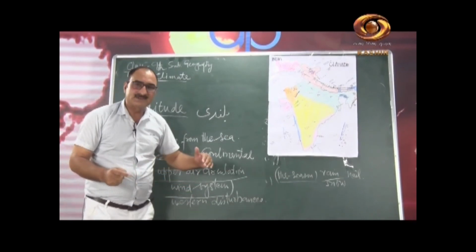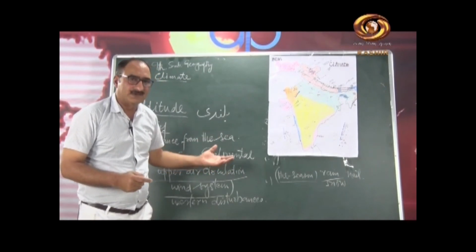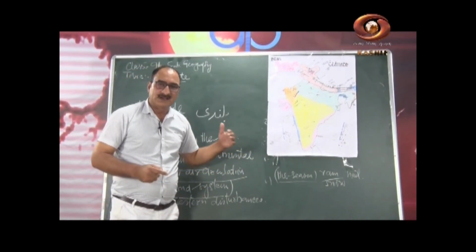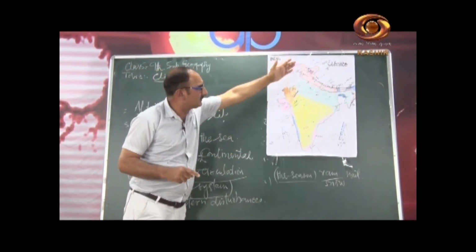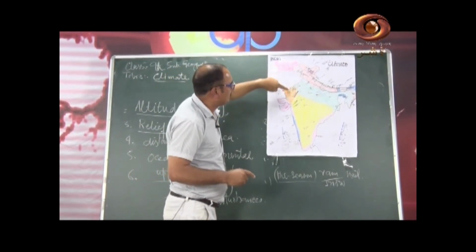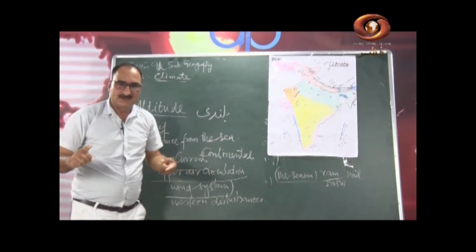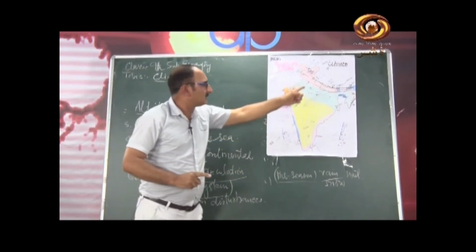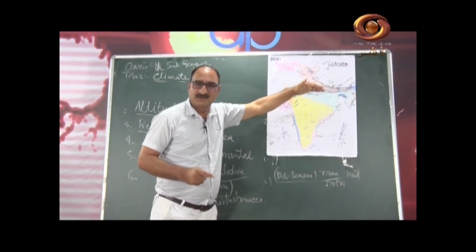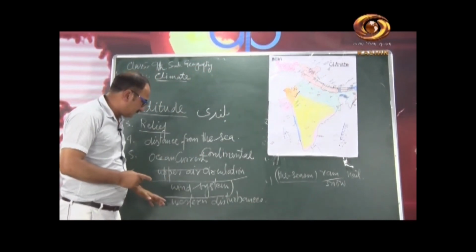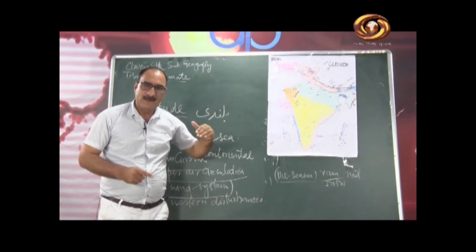And western disturbances are there. There are some winds during winter. They originate from the Mediterranean Sea, move towards the east, and cross via Iran and Pakistan. They strike the north western parts of India, that is Jammu Kashmir, Himachal Pradesh, Punjab, Haryana, Rajasthan. They cause rainfall there, and they are responsible for causing snowfall on the slopes of the Himalayas. So western disturbance is also responsible for bringing a change in temperature.